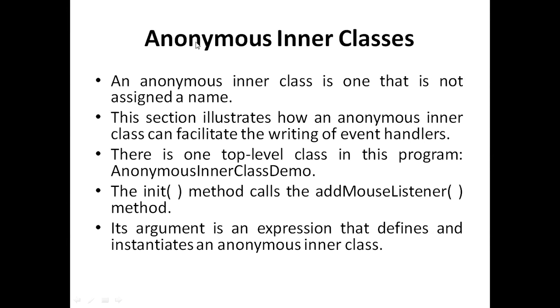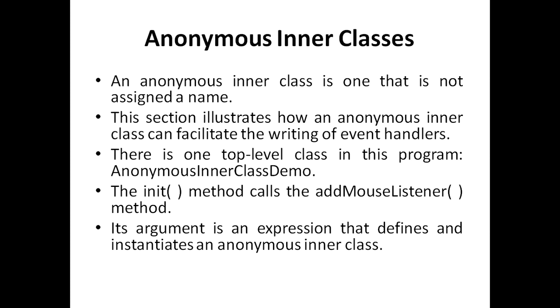So next one is an anonymous inner class. Now in the previous example, what we have seen is that we have given a name to the inner class and to the top level class also. So InnerClassDemo is the name of the top level class, and MyMouseAdapter is the name of the inner class. Here, suppose you don't want to give a name to the inner class and directly want to make use of or override the method, that is also possible, which we call an anonymous inner class. An anonymous inner class is one that is not assigned a name. While creating the object, you need not specify the name of that class.